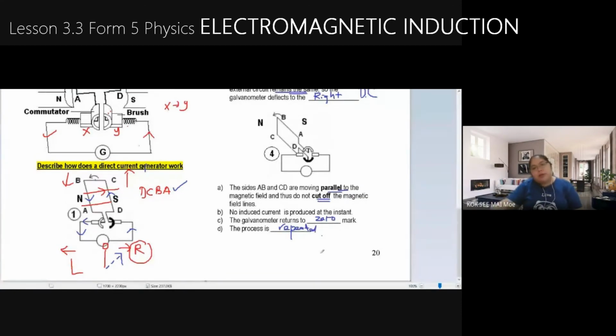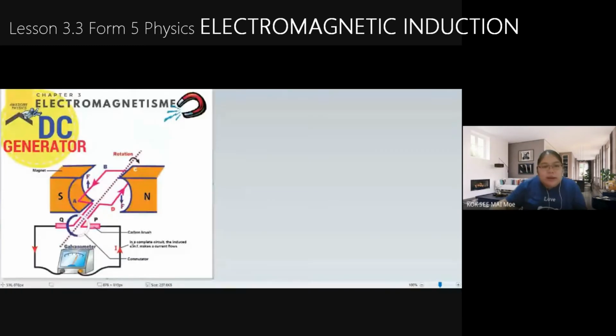So this is what I want to explain about the DC generator. This one, the rotation, this is the original. North to south. We're going to look at the part for AB. AB is up, because this one is up, this one comes down. That's why the rotation is clockwise. So I show the side AB. AB is up, so the current is coming to me.